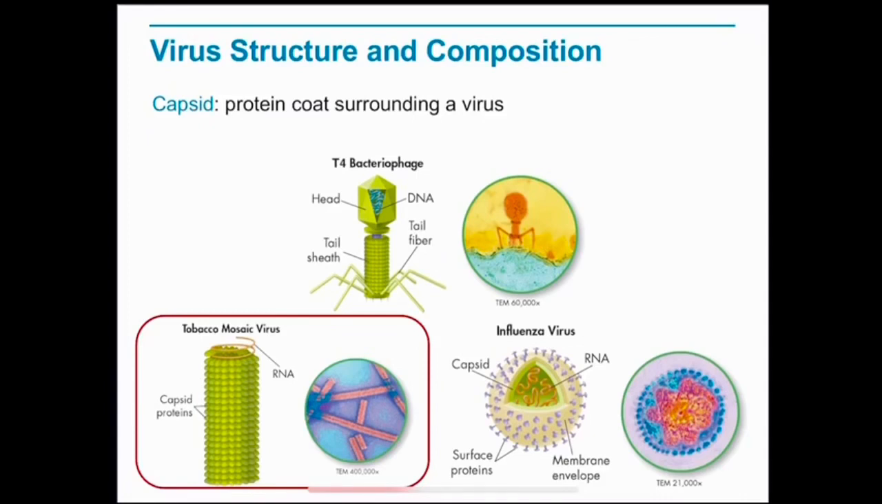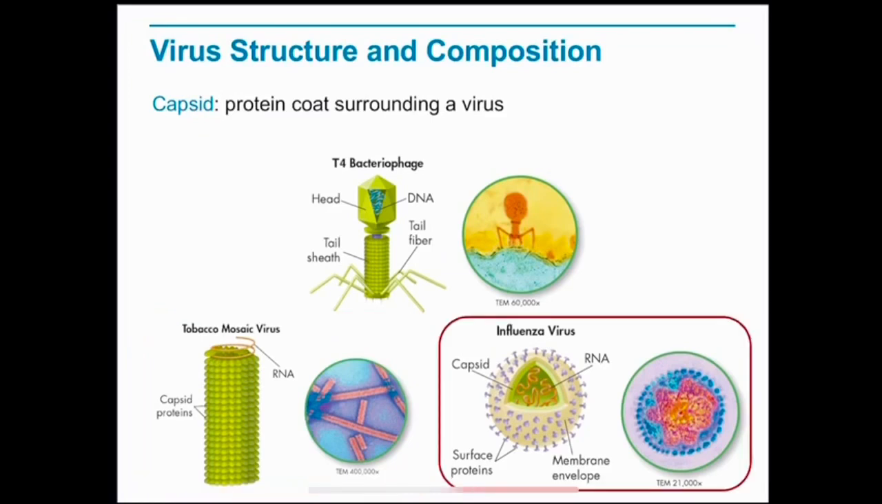If we take notice of the virus body, we will notice little things that are pointing out. That is called the capsid. It is basically a protein coat surrounding the virus. Some viruses, such as the influenza virus right here, have an additional membrane that surrounds the capsid.